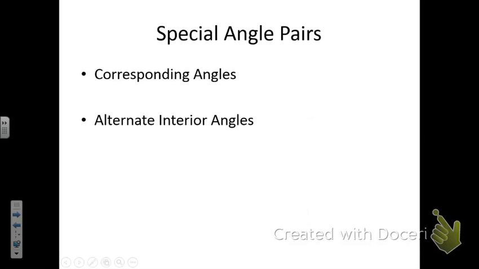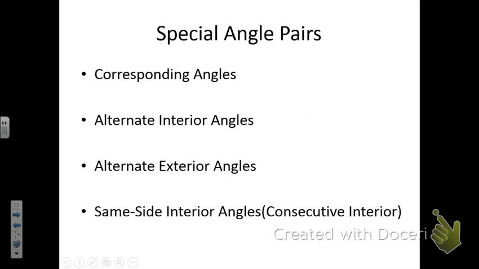So we have all of these different angle pairs that are created whenever we have two lines being cut by a transversal. The first pair are called corresponding. Corresponding angles are one of our special angle pairs. We also have alternate interior angles, alternate exterior angles, and same side interior angles, which sometimes are also called consecutive. So let's use our picture from the last slide to help identify these angle pairs. First of all, our corresponding angles.